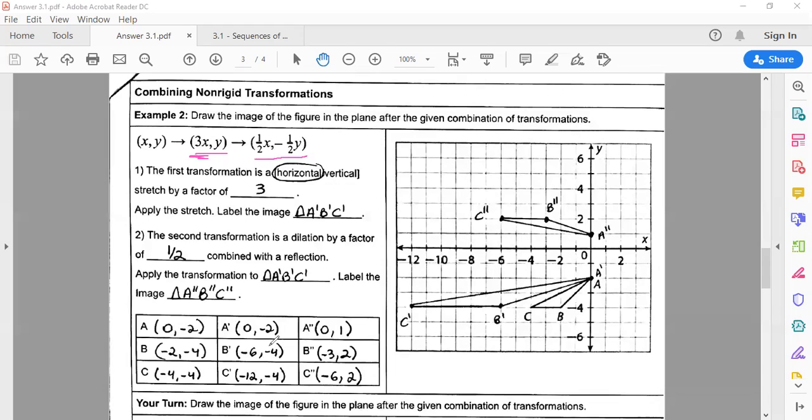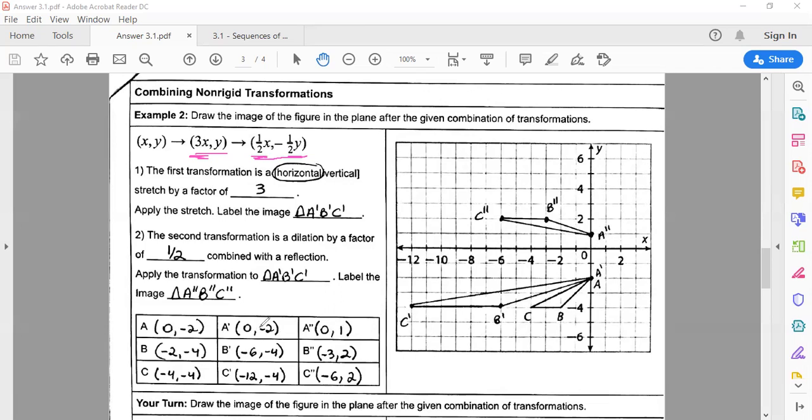Then my second transformation, okay, the second transformation is a dilation by a factor of a half. Notice that I have a half here to both of my coordinates, right? To the x and to the y. And then it's combined with a reflection, because notice that I have a negative y here. So that means that the picture is going to be reflected across the x-axis. Okay, because I have a negative y, so that means the picture is being reflected across the x-axis.